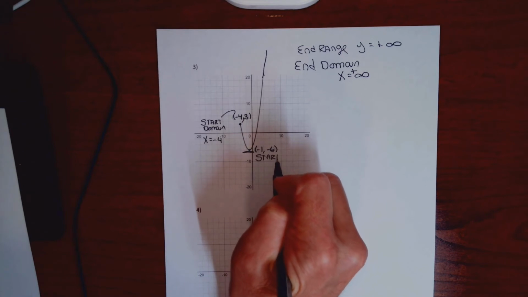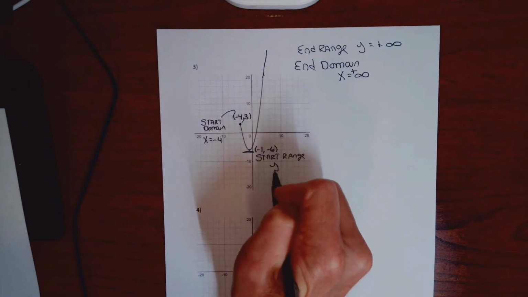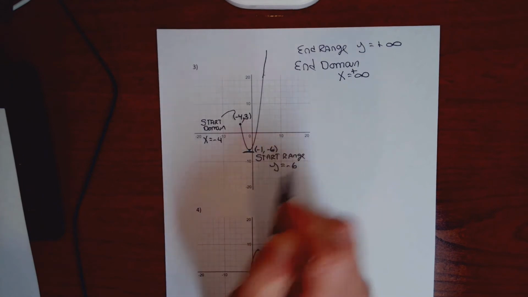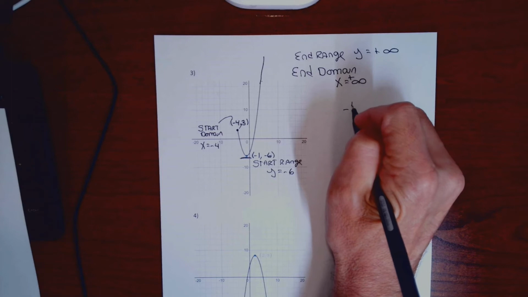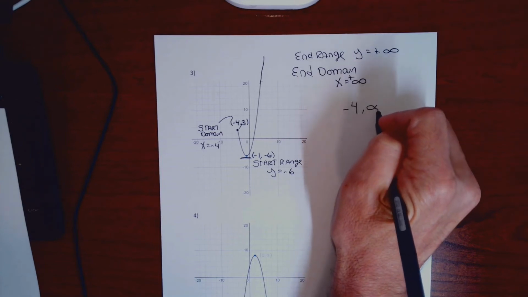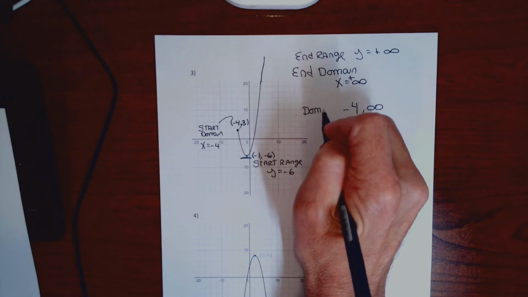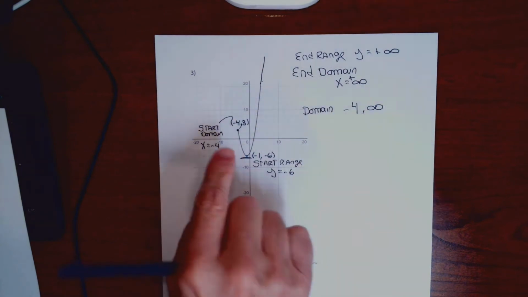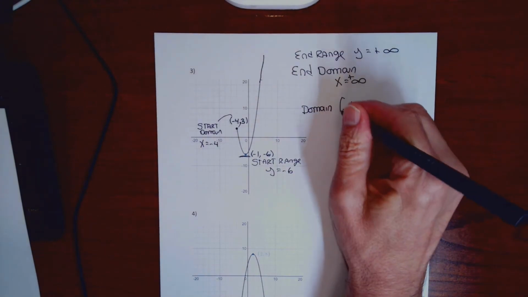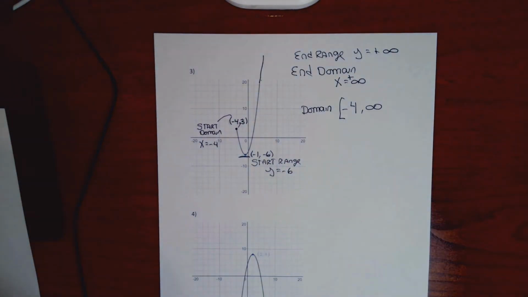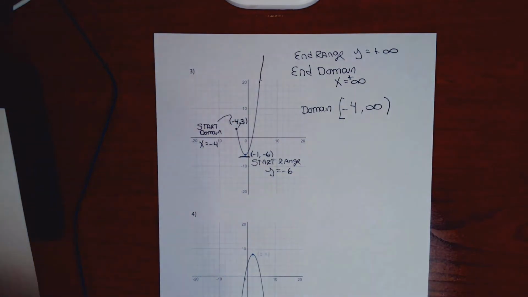And the start of my range is going to be y equal negative 6. So my domain is going to go from negative 4 to positive infinity. And I need to get the right kind of brackets or parentheses. Since the point negative 4 is marked with a closed circle, I get a square bracket in my domain next to the negative 4. Infinities always get round brackets.